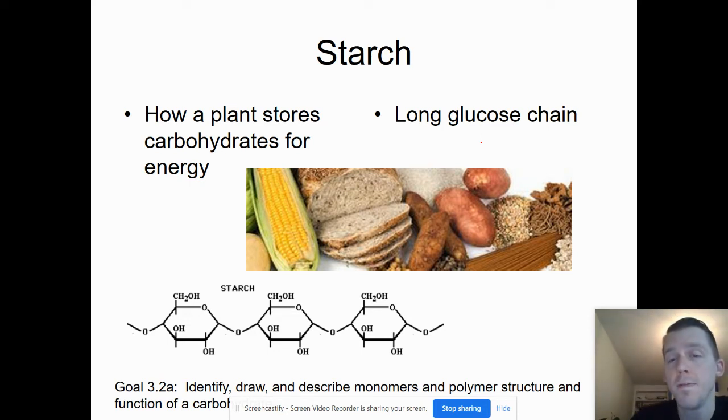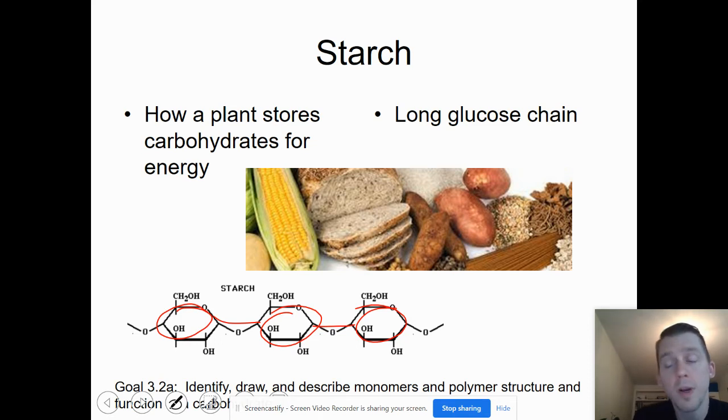Starch is found in foods that nutritionally we would consider starchy: bread, wheat, potatoes, corn. All of those vegetables and plants have a lot of starch. That is a long glucose chain. You see the glucose chain at the bottom. So dehydration synthesis makes that.